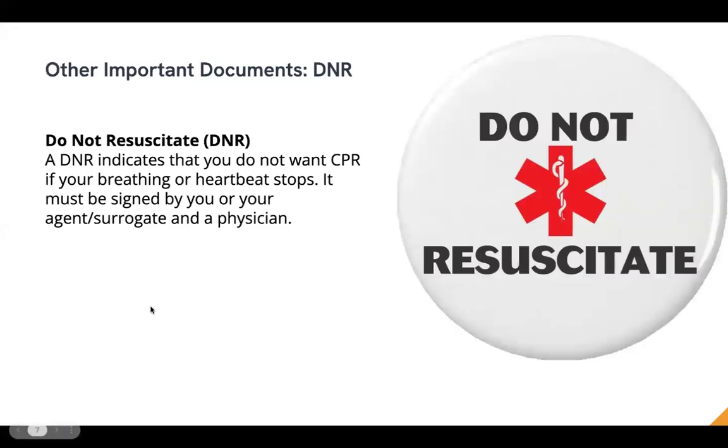We have another document in the state of Colorado that we can use. Everybody probably on this call is used to the MOST form, but there is another one in Colorado that is a DNR form. It's just specific to saying they don't want CPR.